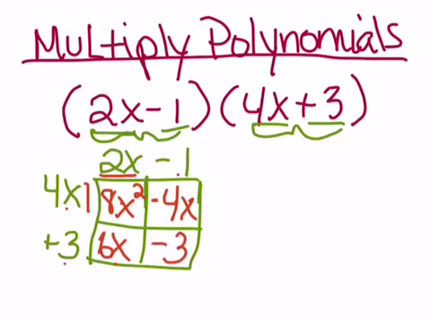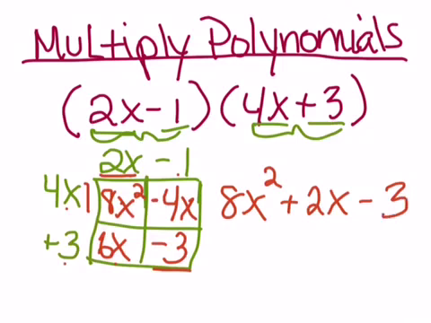So once I have the box filled in, I can combine by adding or subtracting like terms. Notice there is no like term for the 8x squared, but I do have two boxes that have just plain old x. I have a negative 4x and a 6x. So when I add those together, I get positive 2x. And again, the negative 3 has no like terms, so I'm just going to pull out the minus 3. So 2x minus 1 times 4x plus 3 gives me 8x squared plus 2x minus 3.